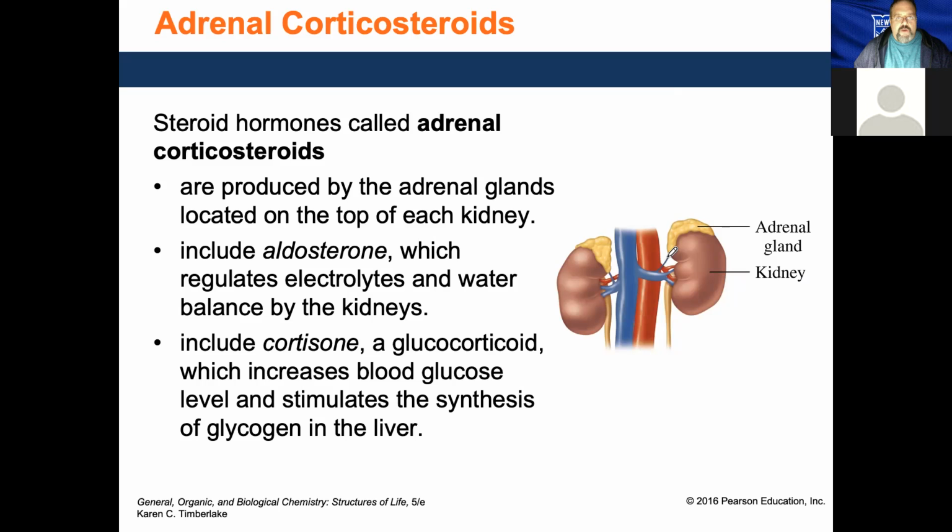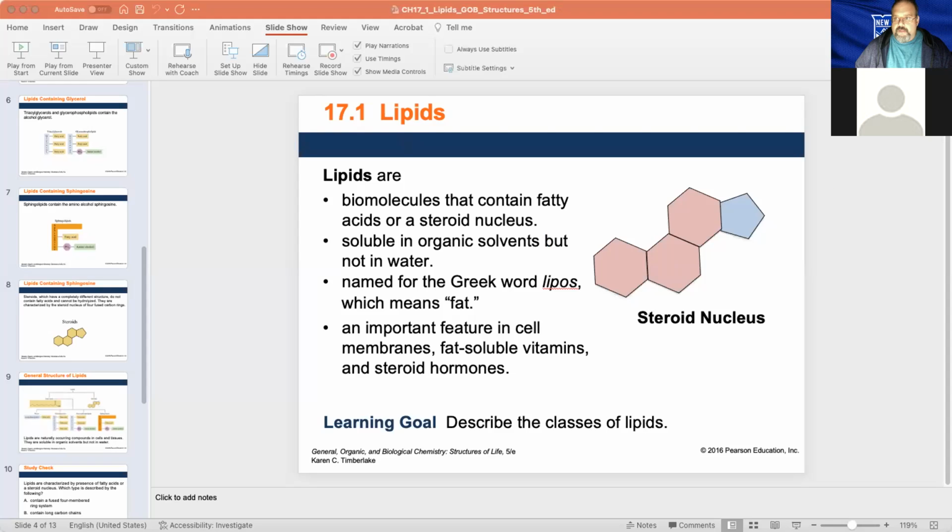Adrenal corticosteroids are produced by the adrenal glands located on top of each kidney and include aldosterone, which regulates electrolyte and water balance by the kidneys. They also include cortisone. You might have gotten a cortisone shot at one time, which increases blood glucose level and stimulates the synthesis of glycogen in the liver. All right, and those are the main types of lipids.